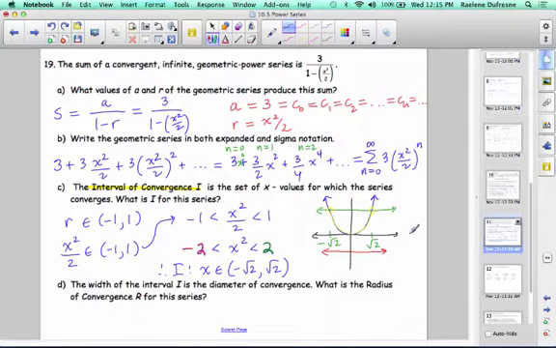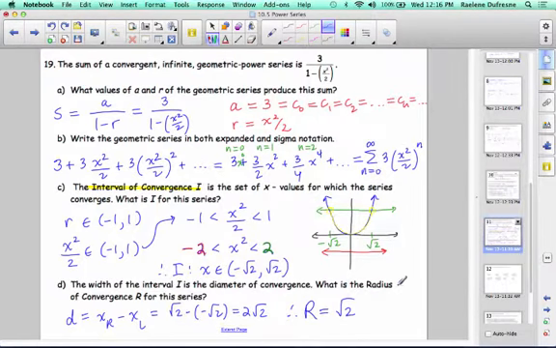In part D, we are defining the width of the interval I to be the diameter of convergence, but more importantly, we want to talk about the radius of convergence. So we can see that the diameter of convergence, D for diameter, is going to be x final minus x initial, or the right end x coordinate minus the left end x coordinate, which is going to be square root of 2 minus negative square root of 2, which is 2 square root of 2, and therefore the radius of convergence is equal to half of that, the square root of 2.